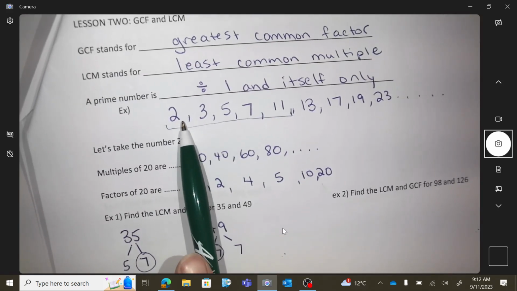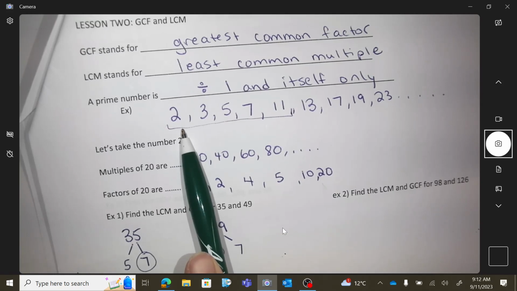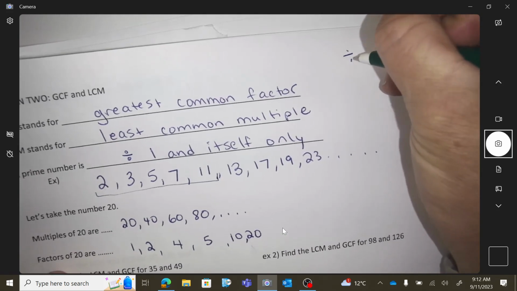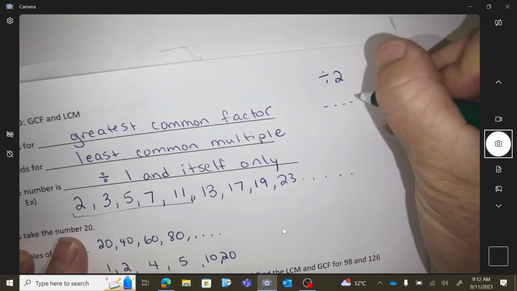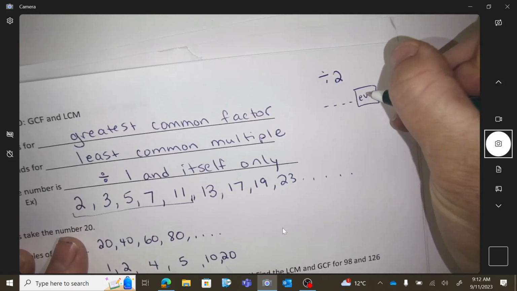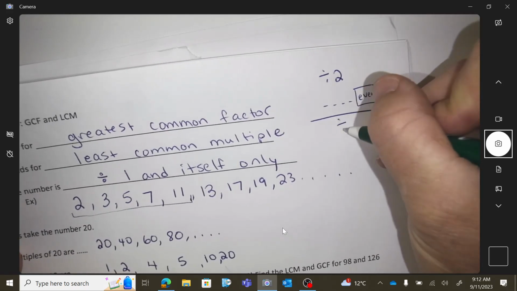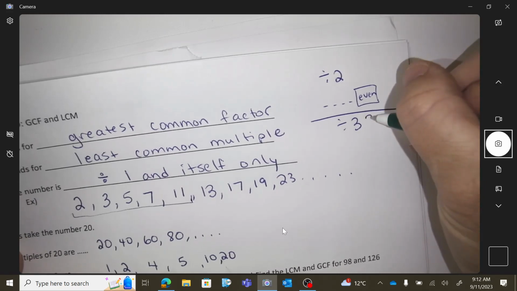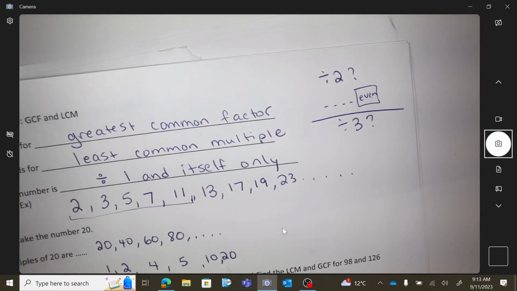Just a question here, when I was doing my checks, do you understand how to tell if a number is divisible by 2? So if it's divisible by 2, whatever it ends in has to be even, right? 2, 4, 6, 8, 10, like that. Do we know how to tell if a number is divisible by 3? When you look at a number, how do you know if it's divisible by 3 or not?